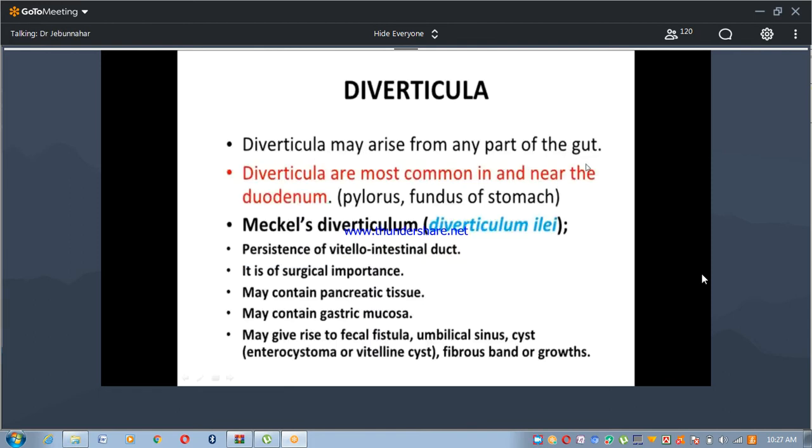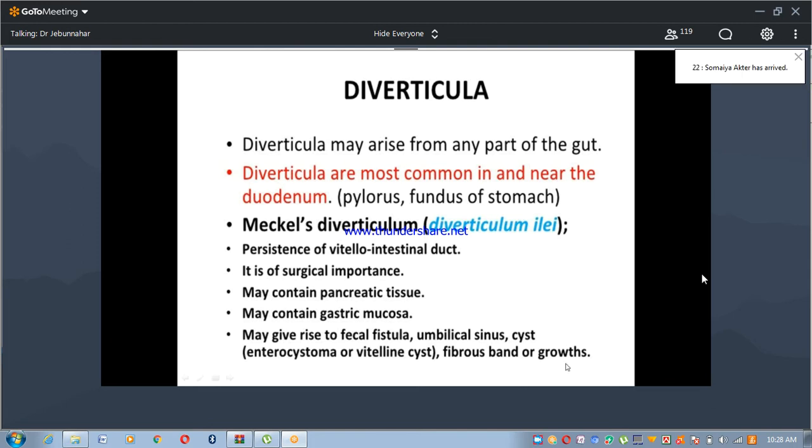So diverticulum may arise from any part of the gut. Diverticula are most common in and near the duodenum, pylorus, and fundus of the stomach. Meckel's diverticulum is known as diverticulum ilei. Persistence of the vitellointestinal duct is of surgical importance, it may contain pancreatic tissue which may later create Zollinger-Ellison syndrome. It may contain gastric mucosa, where ulceration may occur, and may give rise to fecal fistula, umbilical sinus, or cyst, which is known as enterocystoma or vitelline cyst, which we showed in the figure.